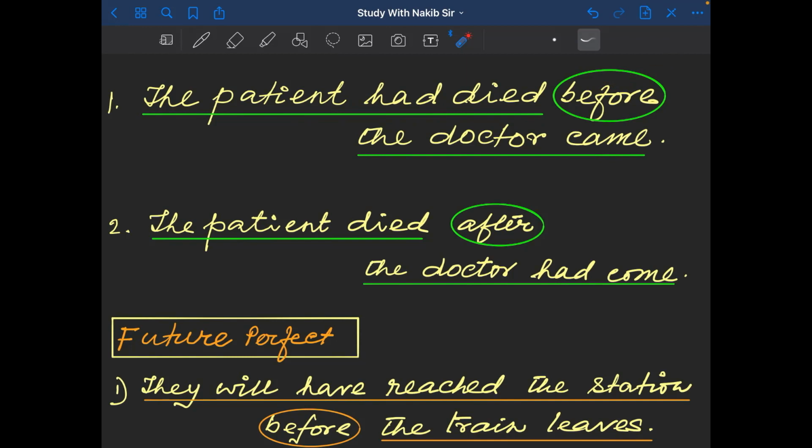Now the second example, the same example in another structure. See, the patient died after the doctor had come. The doctor came first and the patient died after that. So the doctor came first, this is the first action, so this is more past, so it is past perfect, and this is less past, so it is past indefinite. So the past perfect is after the conjunction after. So the sentence is, the patient died after the doctor had come. Remember these two sentences well. The patient had died before the doctor came. The patient died after the doctor had come.